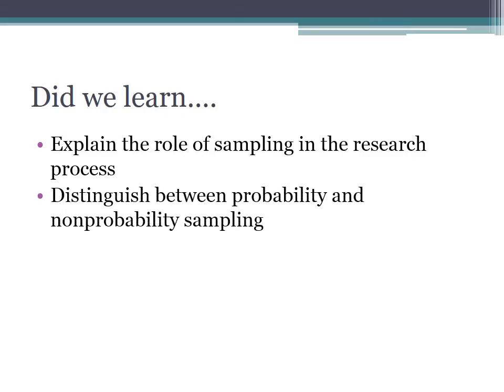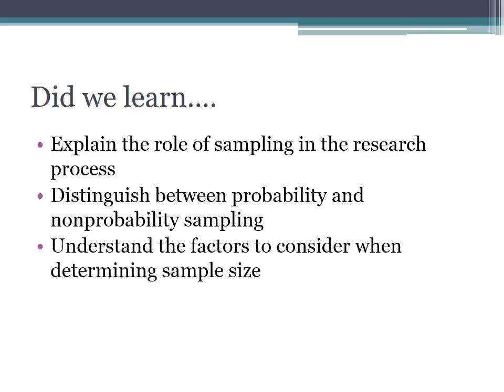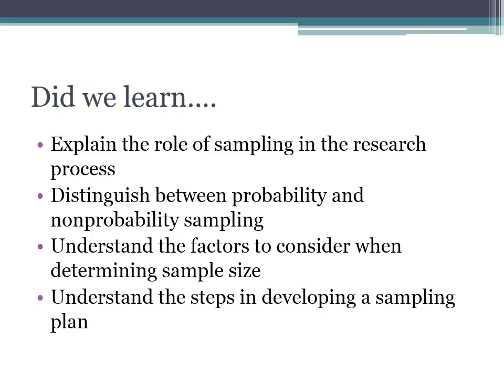We distinguish between probability and non-probability, where probability means everyone has a known probability of being selected. Non-probability, it's based on convenience and judgments, so there is no known probability there. We talked about the factors to consider when determining a sample size, things like the resources and the time frame, the scope. And then we talked about the steps in developing a sampling plan. And that was the slide we just covered in that entire order there.